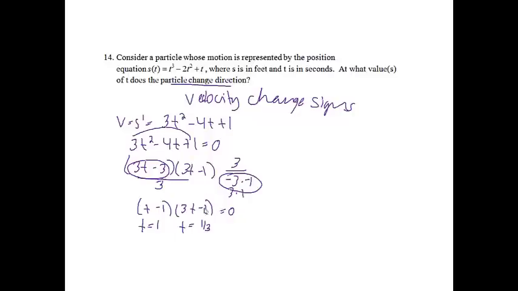So from here, just because I got those, that doesn't mean that's where it changes direction. We need to verify it. So I'm going to make a velocity chart. Notice it's not an f prime chart, it's a velocity chart. I'm going to put 1/3 on it, and I'm also going to put 1 on it. If I plug in 0 for velocity, I'll get a positive answer. If I plug in 2/3 maybe, or 1/2, I'll get a negative for my velocity. And if I plug in something bigger than 1, such as 2, I'll get a positive answer. So when it says at what values of t does a particle change direction, it does indeed change direction at t equal 1 and t equal 1/3. But we did have to check it because it was possible that it didn't change sign at those values.